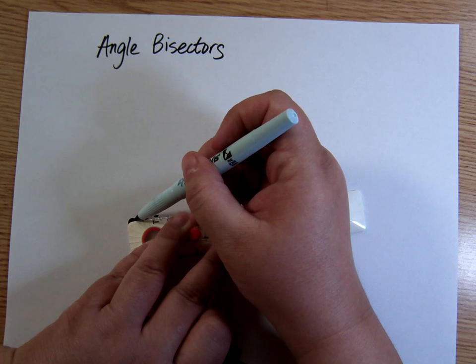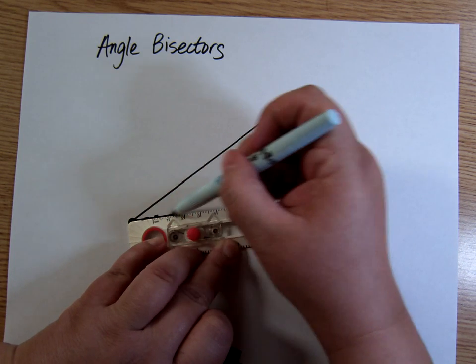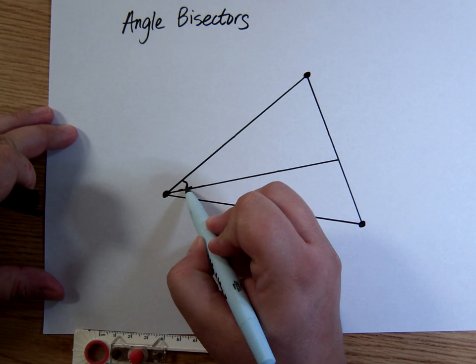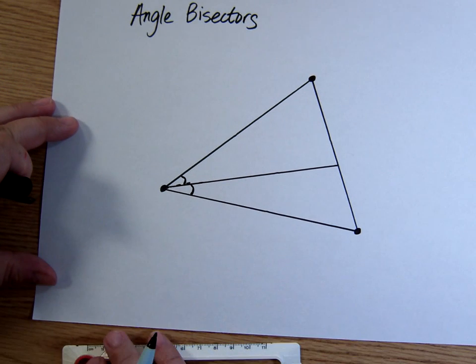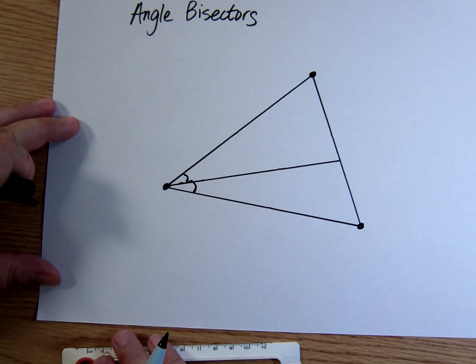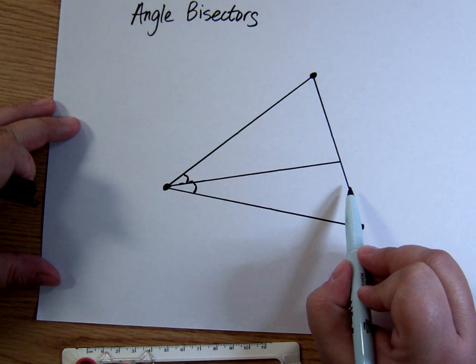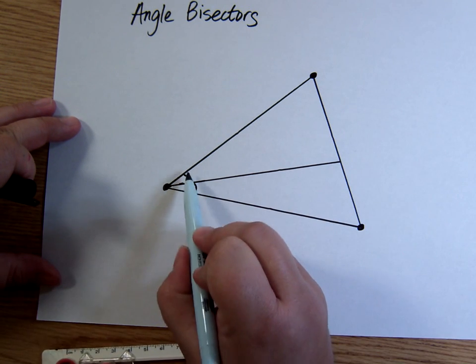So let me draw this. Ooh, there's an angle bisector. And I put these little matching arcs to show it's an angle bisector. Notice that it does not come right in the middle of this piece over here. It doesn't have to. It just has to have two equal angles.